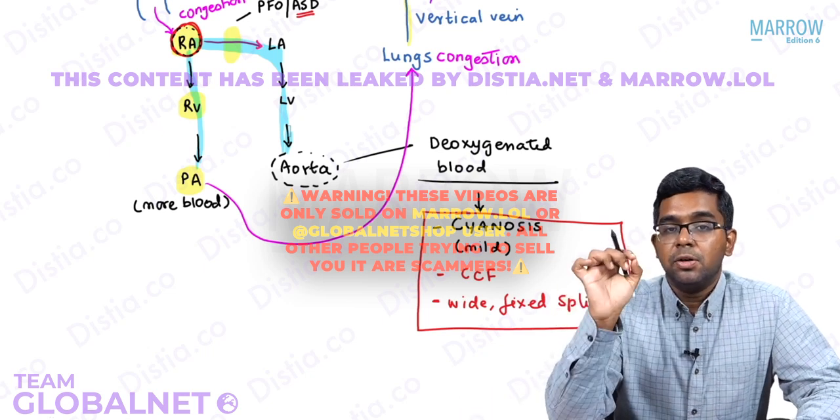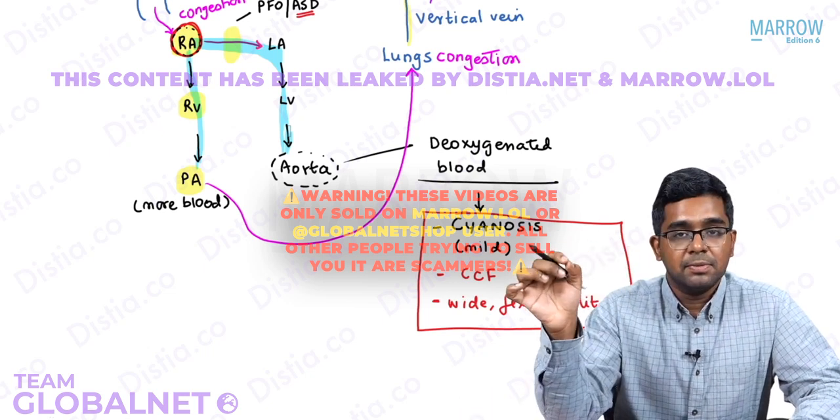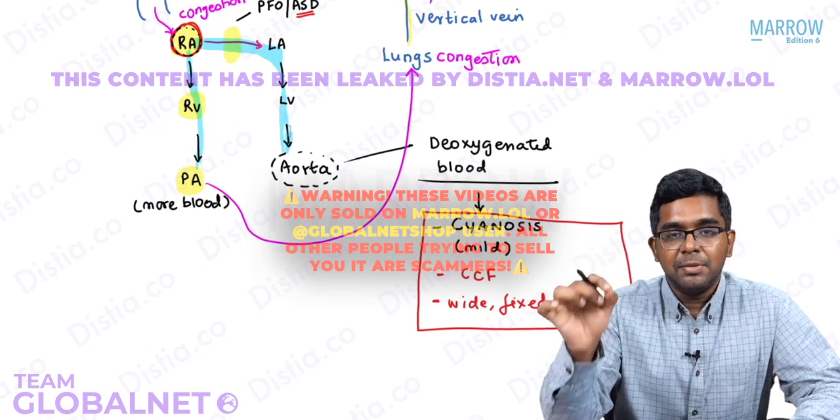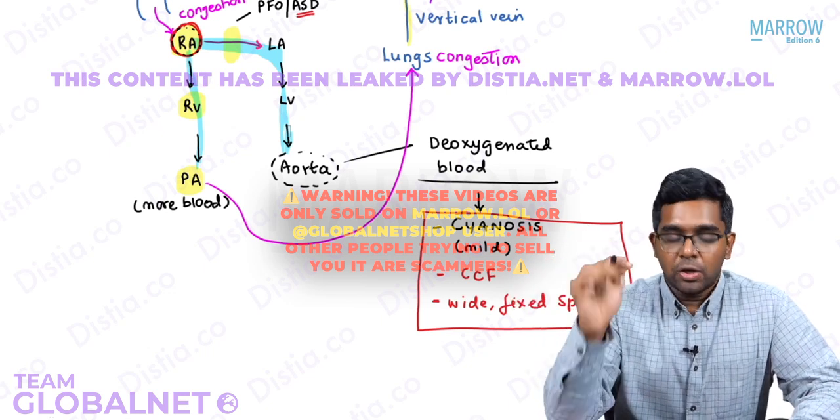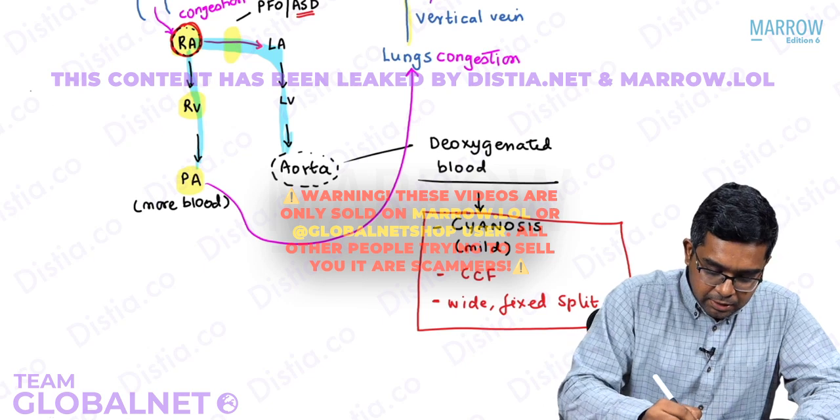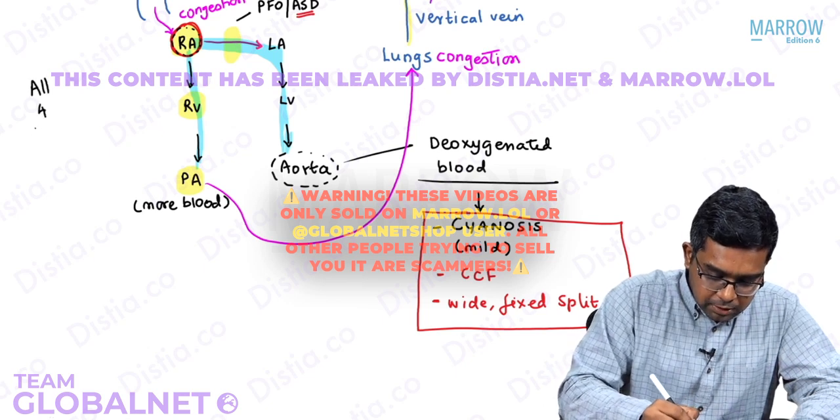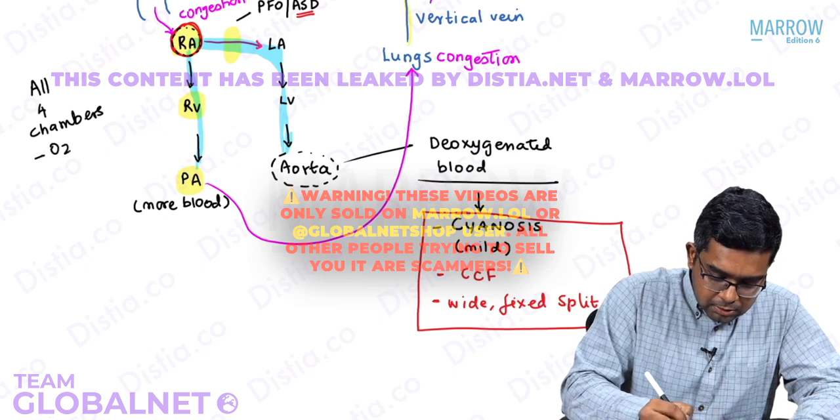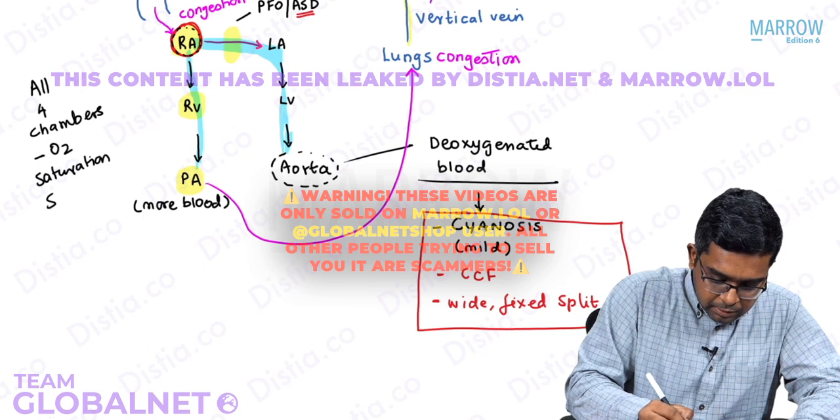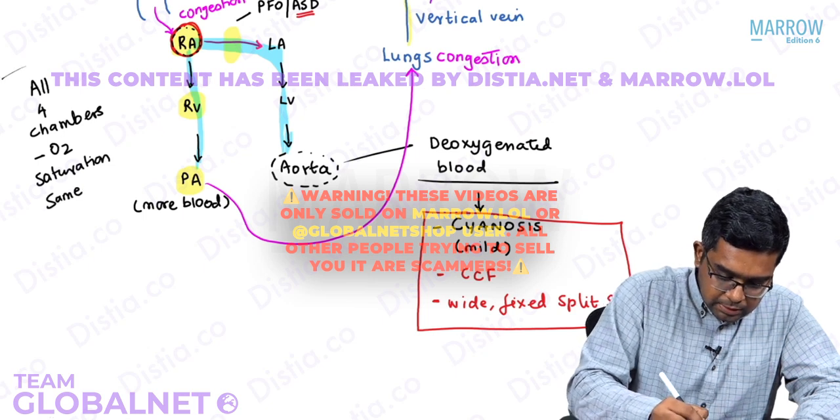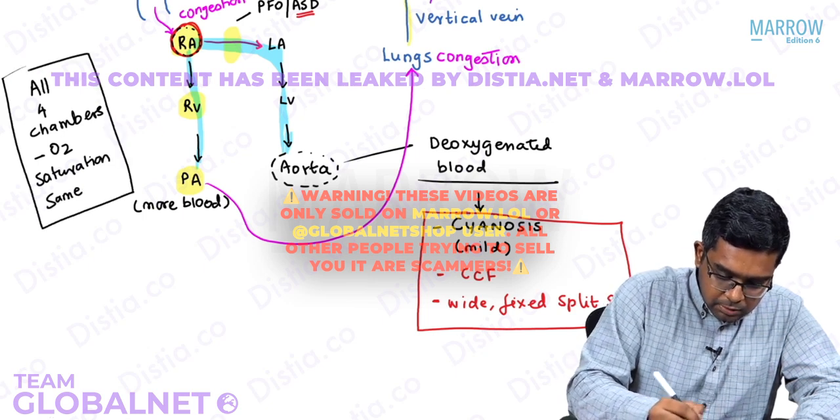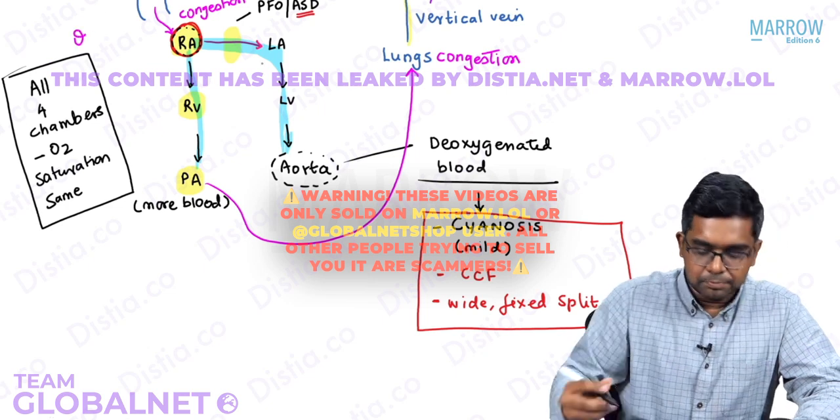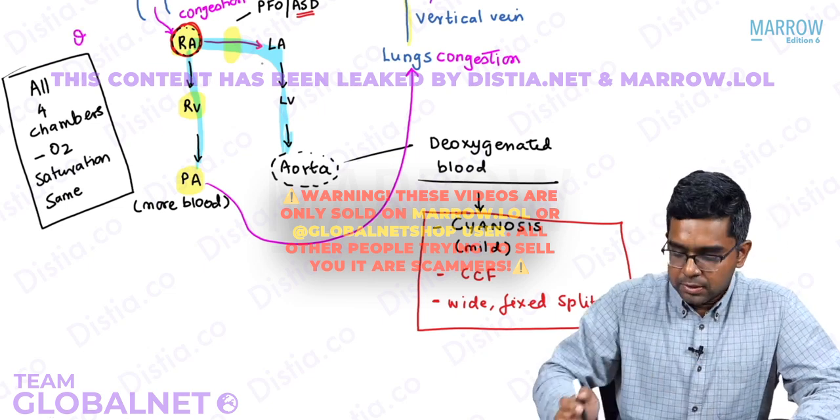So what will happen to the oxygen saturation in the different chambers of the heart? It will be the same as that of the right atrium. Or in other words, I can write like this: in all four chambers of the heart, oxygen saturation remains the same. And this was one of the recently asked exam questions which you should make a note of. Okay, that is one question.